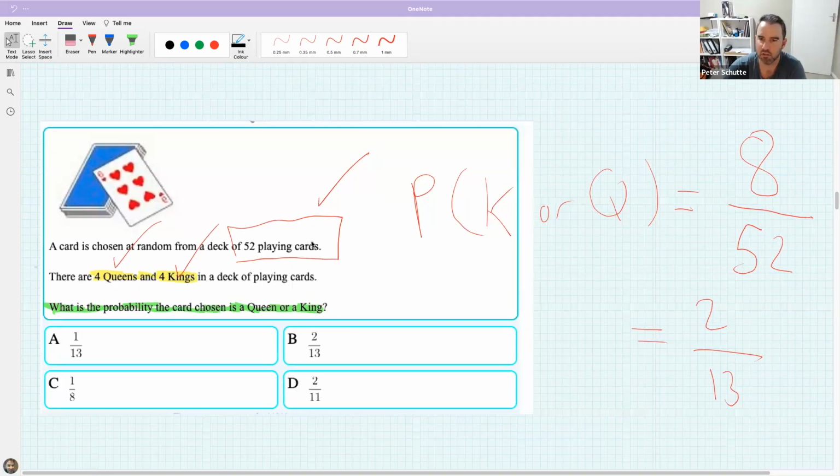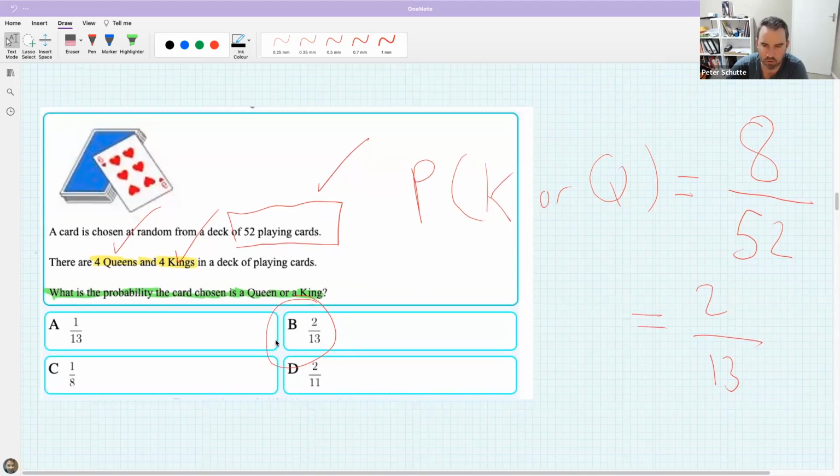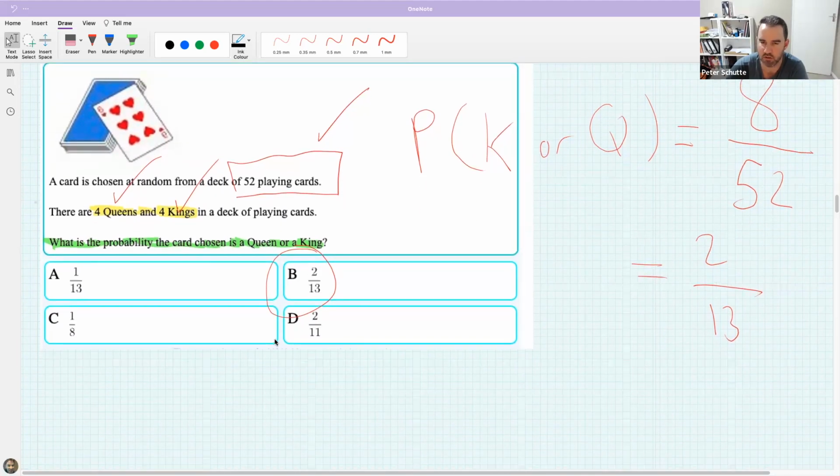Okay, so we should be getting 2 out of 13. So that for me is B, the correct option. Okay. I'm looking at the chat, it looks like we're mostly on board, so that's fine. Let me know if I've lost you.